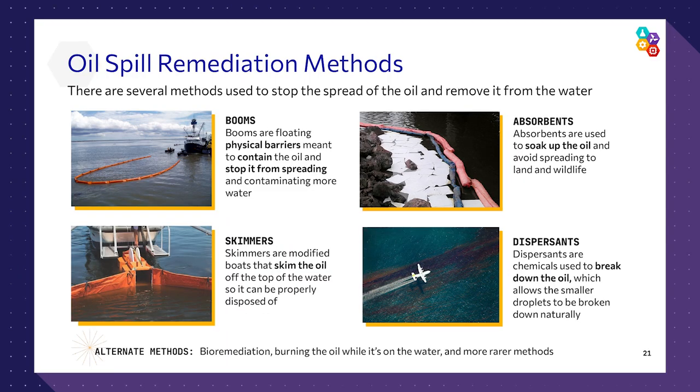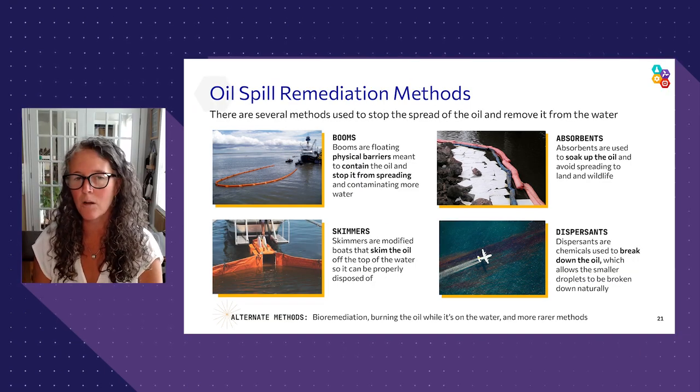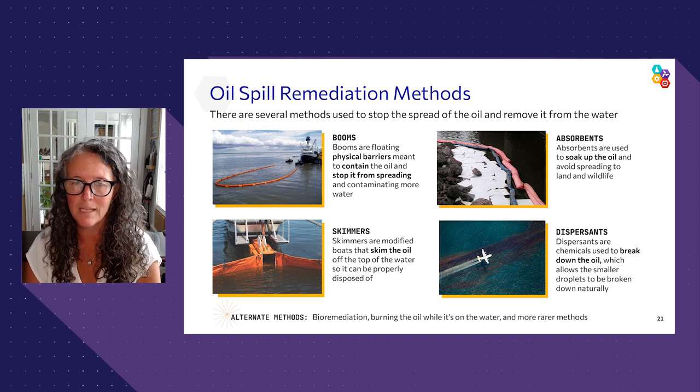Next, you have things called absorbents. And these are materials that are going to help absorb the oil off of the surface. Next, you have skimmers, and these are boats that are going to come in and try to skim the oil off of the top of the surface. In your lab, you're going to be using spoons to act as skimmers. And lastly, the dispersants. These are added to the water to help break the oil up to make it easier to remove.